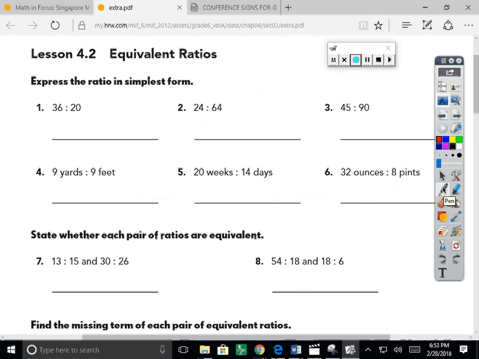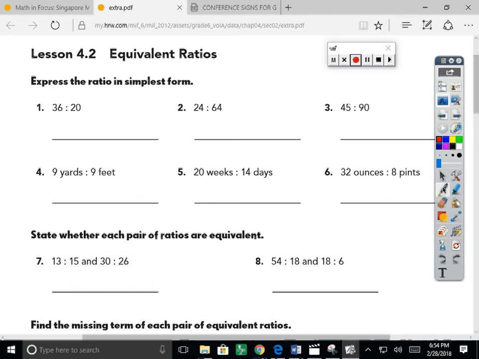Today we're going to take a look at lesson 4.2, which comes from Math in Focus, the 6th grade textbook, and we're talking about equivalent ratios. I had a lot of students request videos on this, so it leads me to believe that they have some concerns. So I'm just going to run through a few examples to try to get you started. If you're taking a look at this video, hopefully it gives you some clues about what we're looking for.